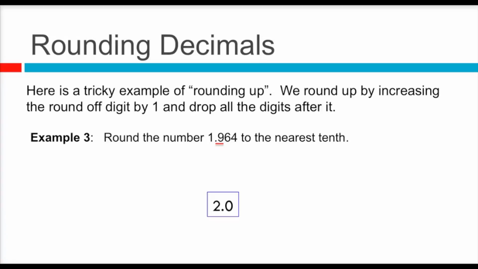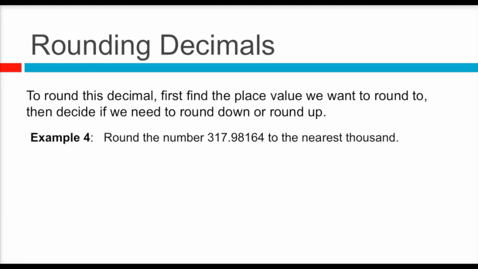So let's do one last example together. We're going to first find the place value we want to round to, and then decide if we want to round down or round up. So the number we're working with is 317.98164. And we want to round this to the nearest thousandth place. Oh, I'm sorry, thousandth place. Should be a TH at the end of that.